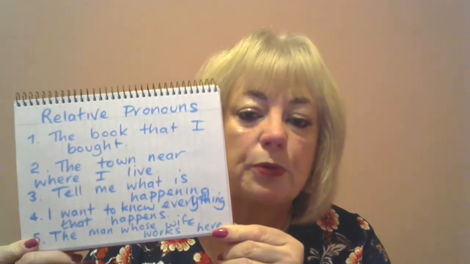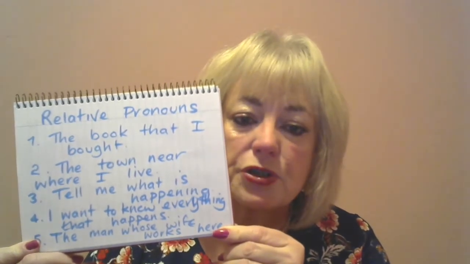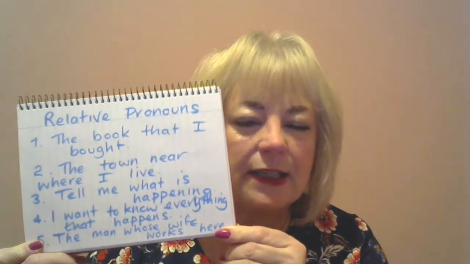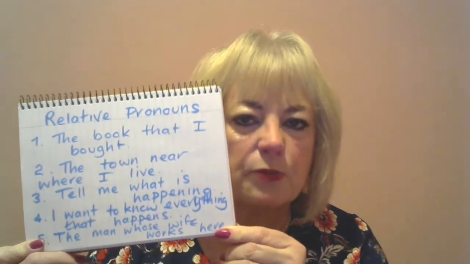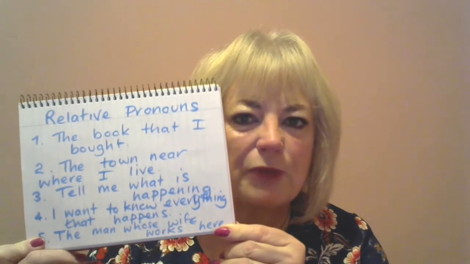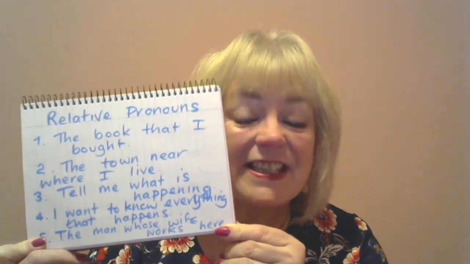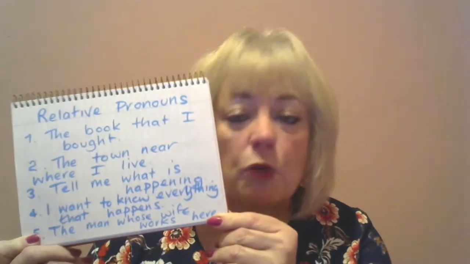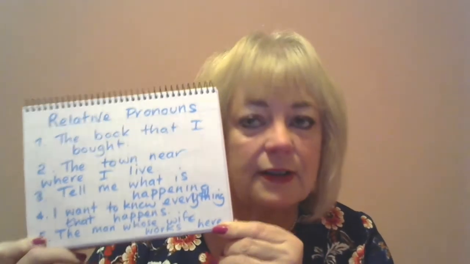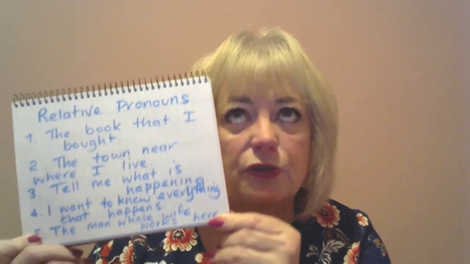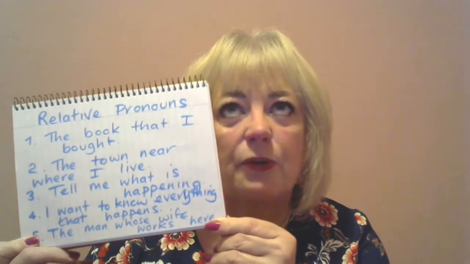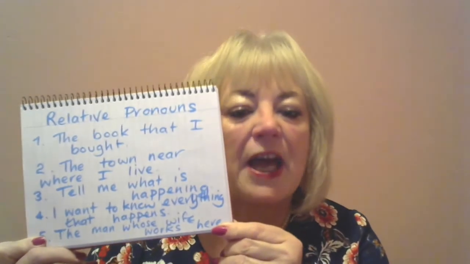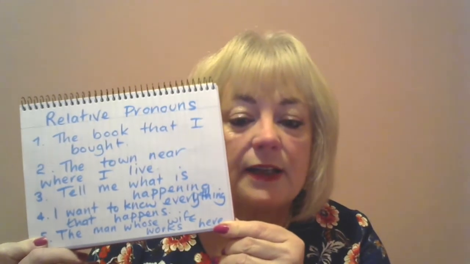Number 1, the book that I bought. Number 2, the town near where I live. Be careful with that one, because when you say it in Spanish, it's said in a different way to how we say it in English. But don't worry about getting them wrong. At the end of the day, we're practicing these with the idea of getting them right at some point. So, the town near where I live.